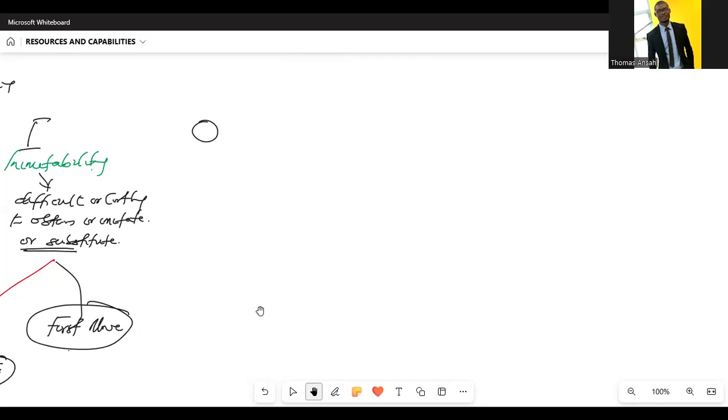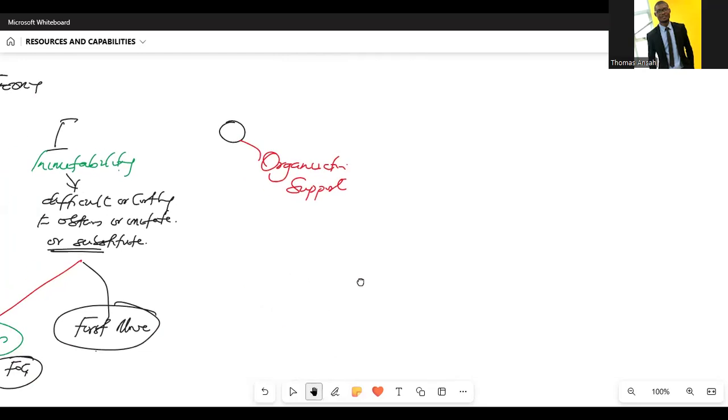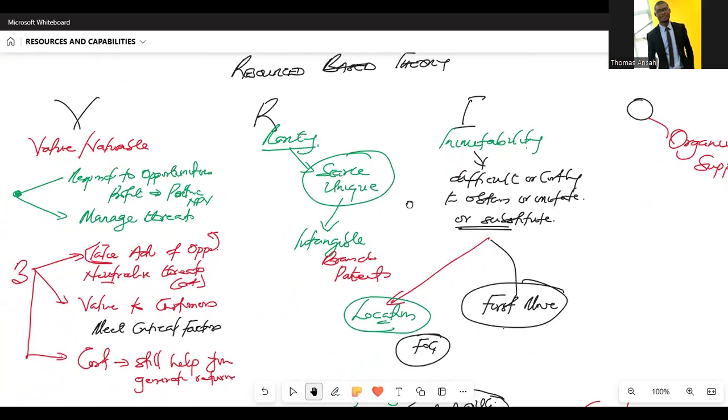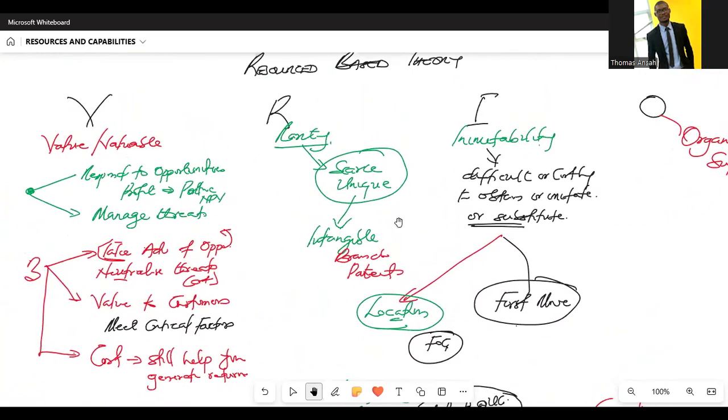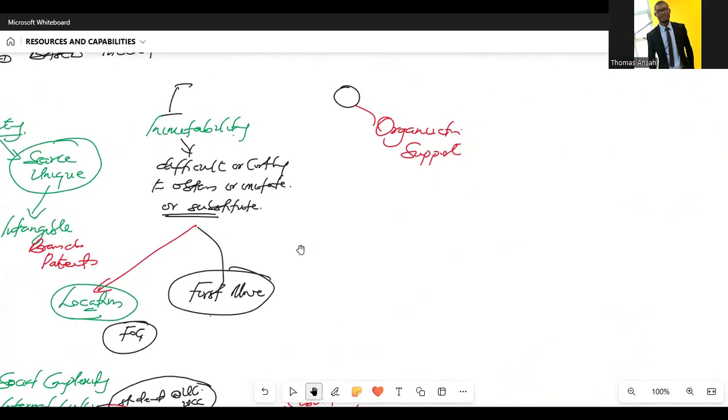The last one, that is the organizational support. Organizational support. All right. Now, with the organizational support, we are looking at how an organization, you see, you can have something valuable, like your employees. You can have something that is very scarce. Something that people cannot imitate. But if you don't manage it well, that is where the problem comes from.